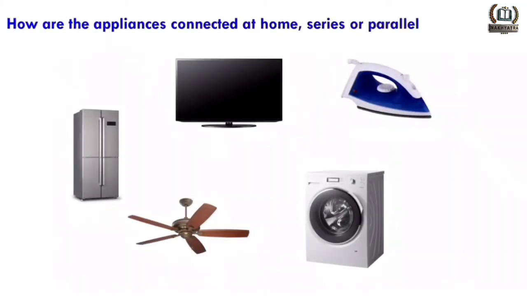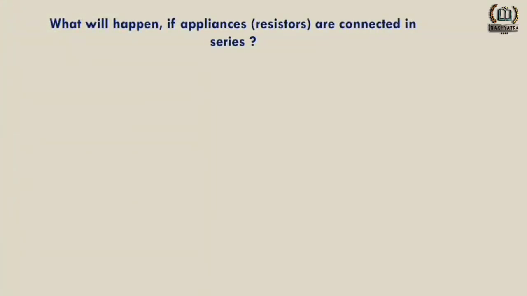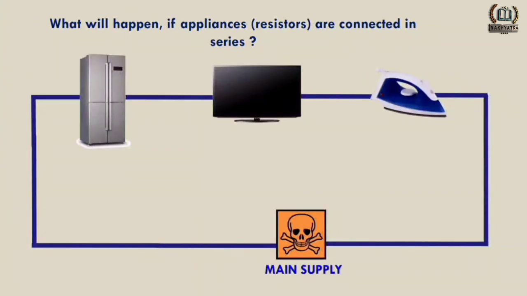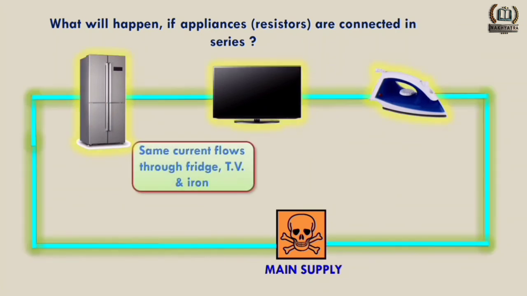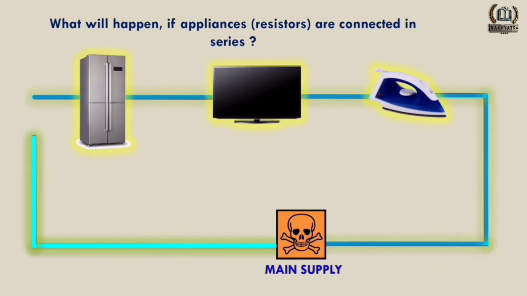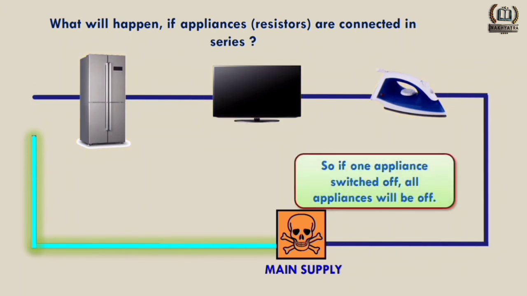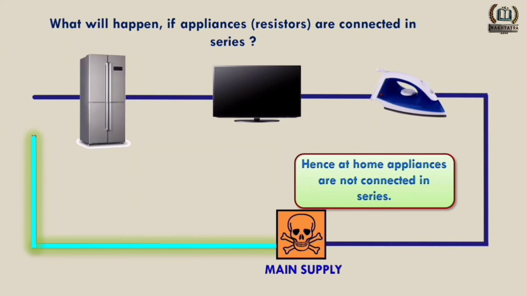Moving to the next slide. How are the appliances connected at home, series or parallel? So what will happen if appliances are connected in series? See here, this is the main supply of current. The current is flowing to all the three appliances. The same current flows through the fridge, TV and iron. Now what happens if one appliance is switched off? All the appliances will be off. That is the demerit of a series connection at home. Hence, at home, appliances are not connected in series. Are you clear now?